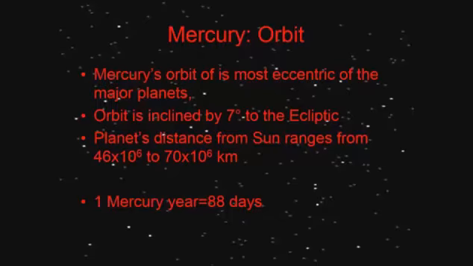In terms of Mercury's orbit, it is the most eccentric of the major planets. Its orbit's inclined by 7 degrees to the ecliptic, which is a little more than most of the other planets are, with the exclusion of the non-planet candidate Pluto these days. And Mercury's distance from the Sun ranges from about 46 times 10^6 kilometers to 70 times 10^6 kilometers. One Mercury year is about 88 Earth days.